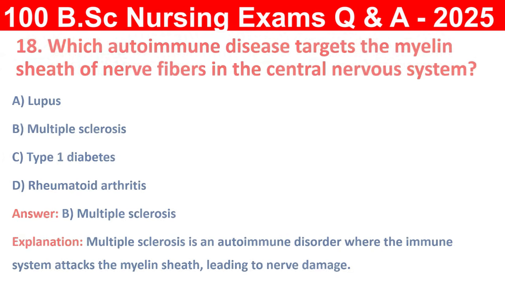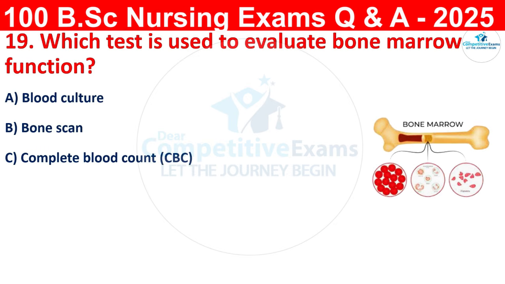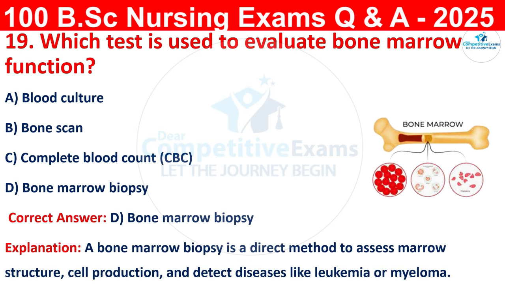Question number 19. Which test is used to evaluate bone marrow function? Blood culture, bone scan, complete blood count CBC, or bone marrow biopsy? The correct answer is D, that is bone marrow biopsy. Bone marrow biopsy is a direct method to assess marrow structure, cell production, and detect diseases like leukemia or myeloma.